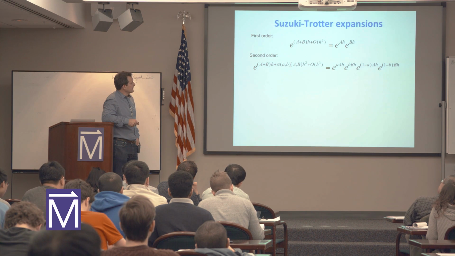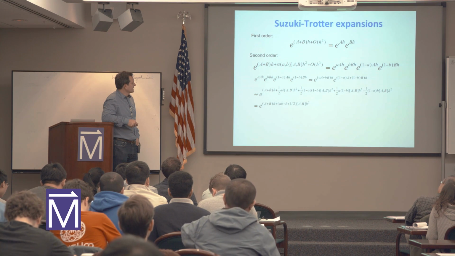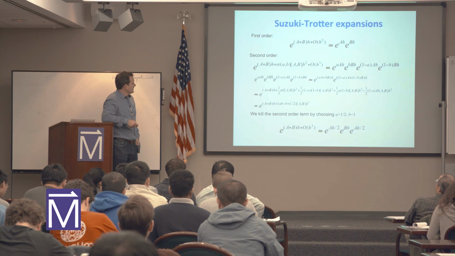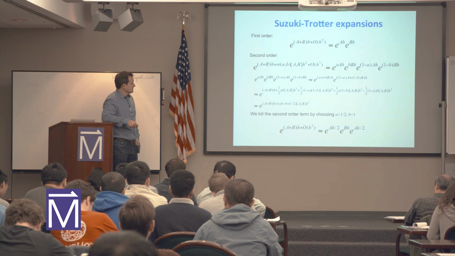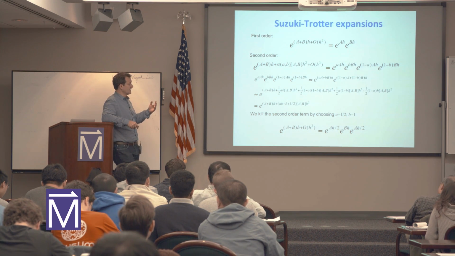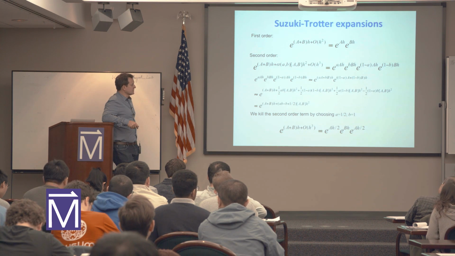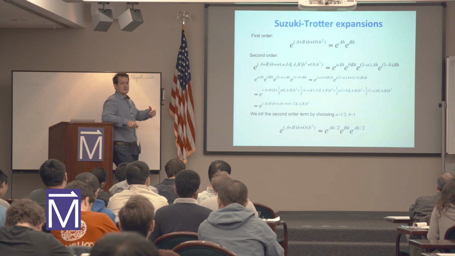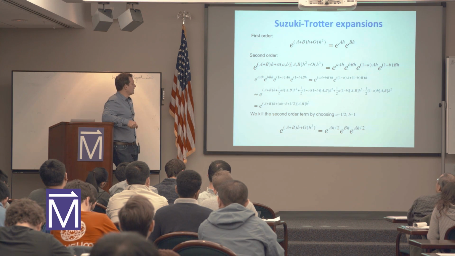Second order, you get something like this. Actually, this is the final result. So you apply it to the red bonds with the Hamiltonian over 2, the blue bonds with the Hamiltonian, and the red bonds again with the Hamiltonian over 2. So you need to act 3 times, more than once, on every bond.